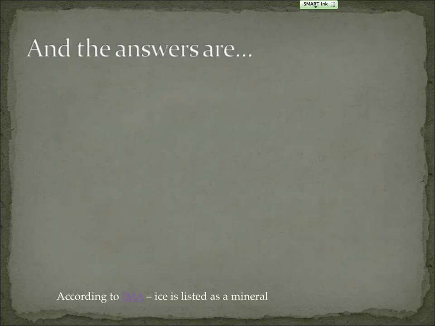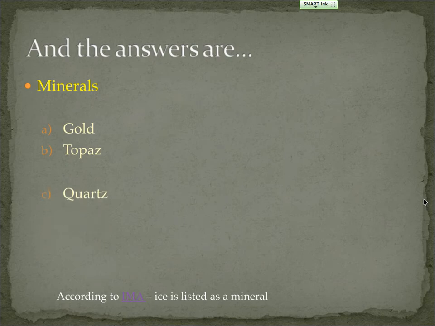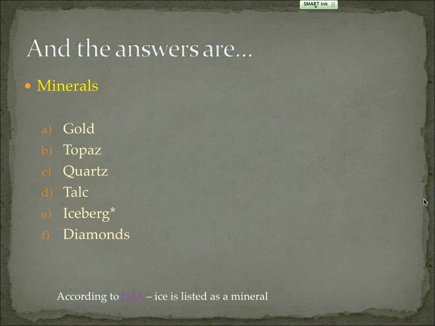Okay. Ready for some answers? Alright, all of my minerals. We have gold, topaz, quartz, talc, iceberg, and diamonds. Now, according to the International Mineral Association, iceberg is listed as a mineral. Ice is listed as a mineral because it fits into all those categories. So if you go through what is a mineral, go through those 5 categories, it fits into all of them. It is a solid, naturally occurring. It's not living.